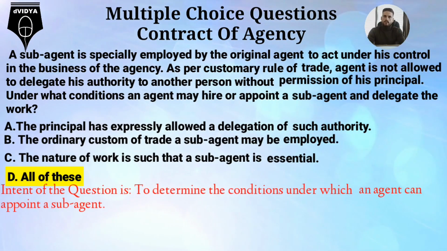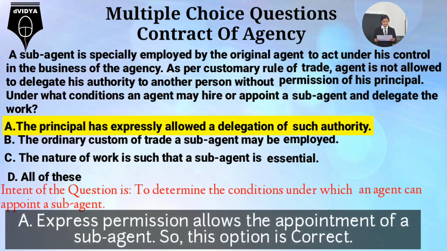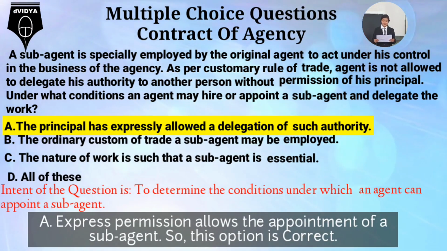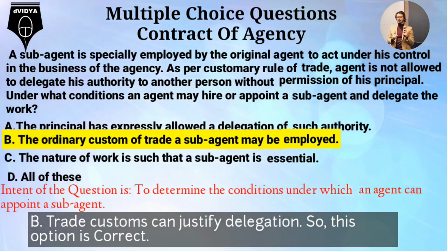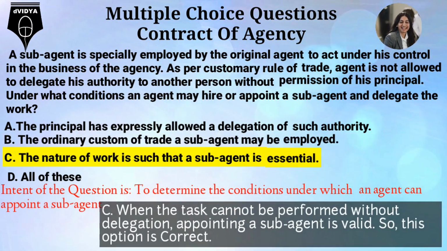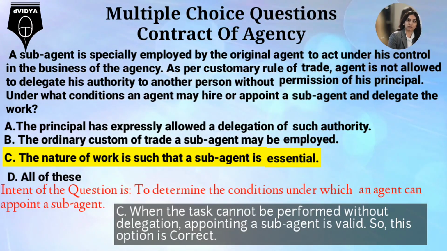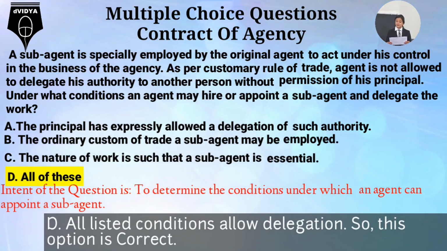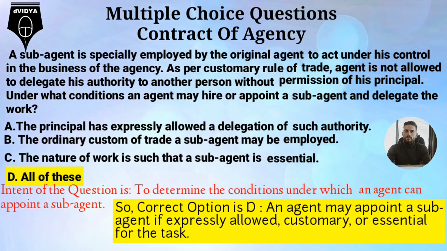Intent of the question is to determine the conditions under which an agent can appoint a subagent. Option A. Express permission allows the appointment of a sub-agent. So this option is correct. Option B. Trade customs can justify delegation, so this option is correct. Option C. When the task cannot be performed without delegation, appointing a sub-agent is valid, so this option is correct. Option D, all of these. All listed conditions allow delegation, so this option is correct. Correct option is D. An agent may appoint a subagent if expressly allowed, customary, or essential for the task.